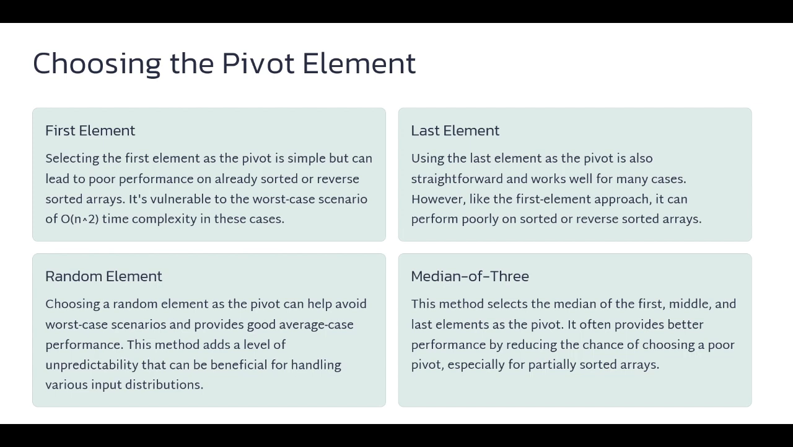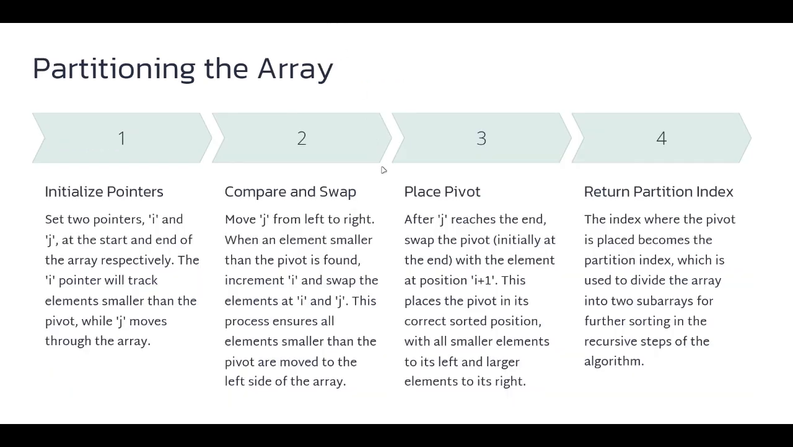Median of three. This method selects the median of the first, middle, and last element as the pivot. It often provides better performance by reducing the chances of a poor pivot, especially for partially sorted arrays. Partitioning the array. We partition the array in four main steps: initializing the pointers, compare and swap, placing the pivot, and returning the partition index. Initializing the pointers. Set two pointers, namely i and j, at the start and end of the array respectively. The i pointer will track the elements smaller than the pivot while j moves through the array.